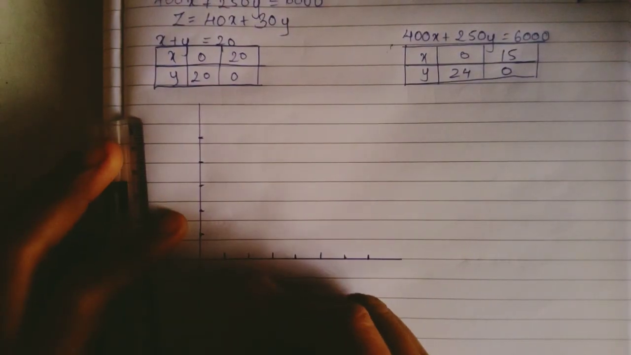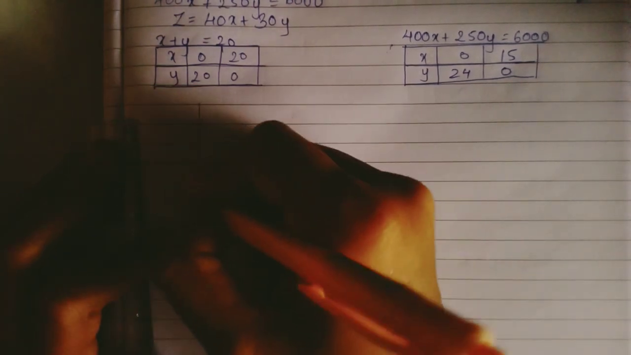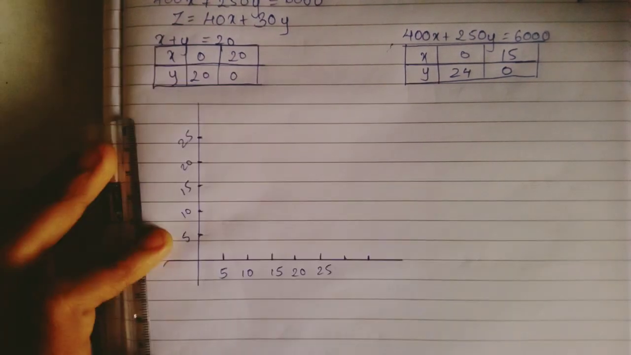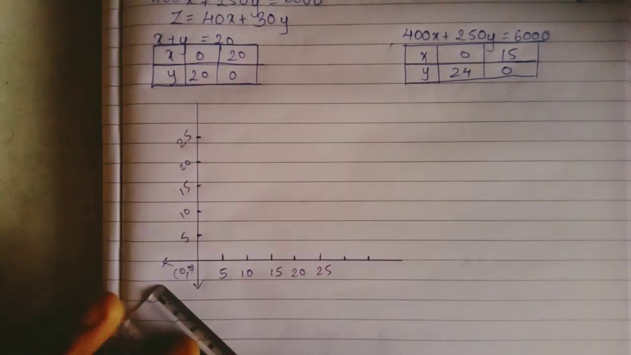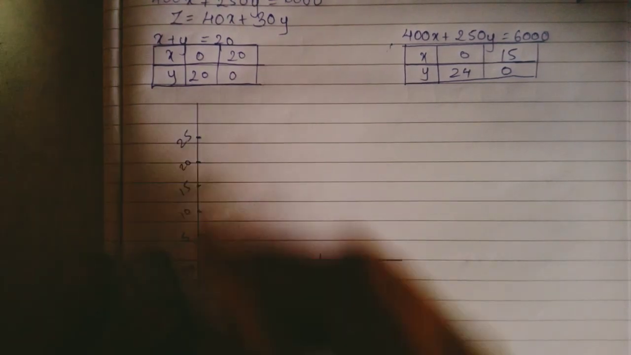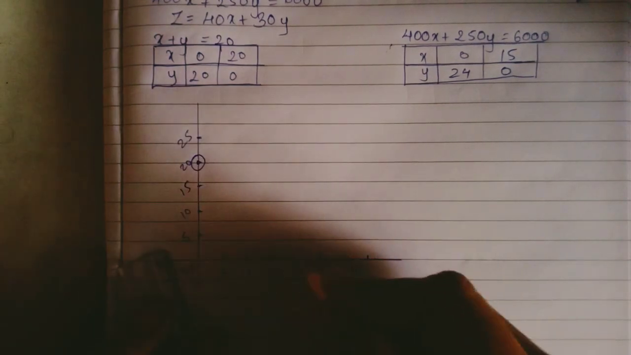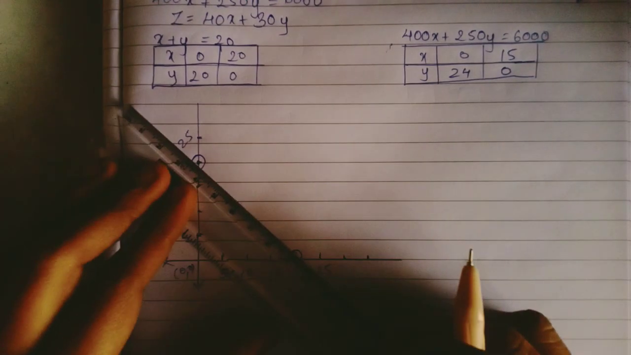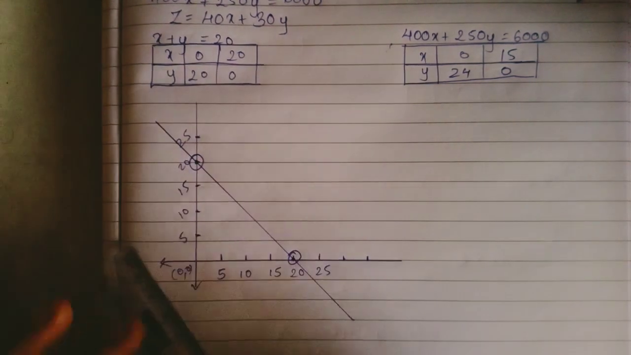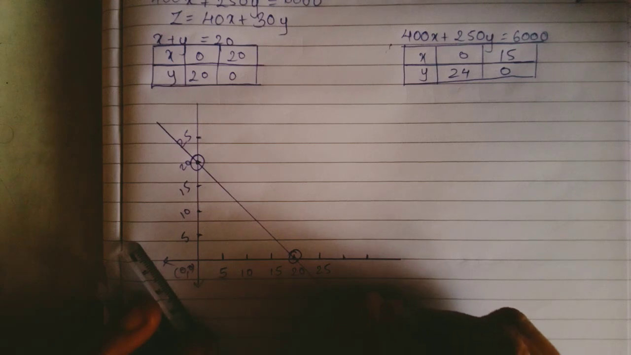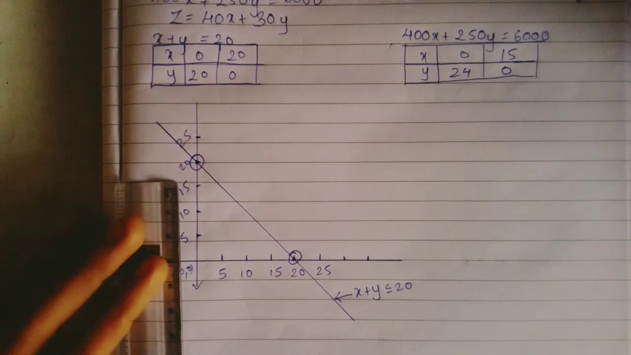Okay, let's draw this. So 5, 10, 15, 20, 25 on both axes. 0, 0. So the first point is (0, 20). So this is the point. Then (20, 0). Okay, let's label this x plus y less than or equal to 20. Then we have x = 0, y = 24.